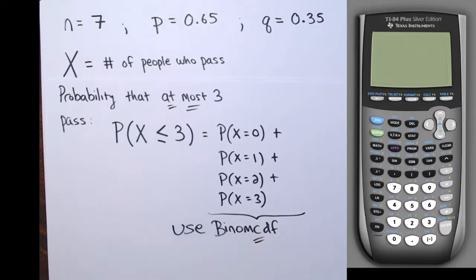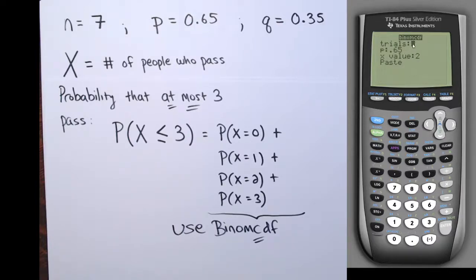Use binom CDF. If you're adding up probabilities starting from 0, you're accumulating them, doing cumulative probability from 0. So on my calculator, let's clear this stuff, and I go back to that distributions area. Alpha B, right? B is the binom CDF.